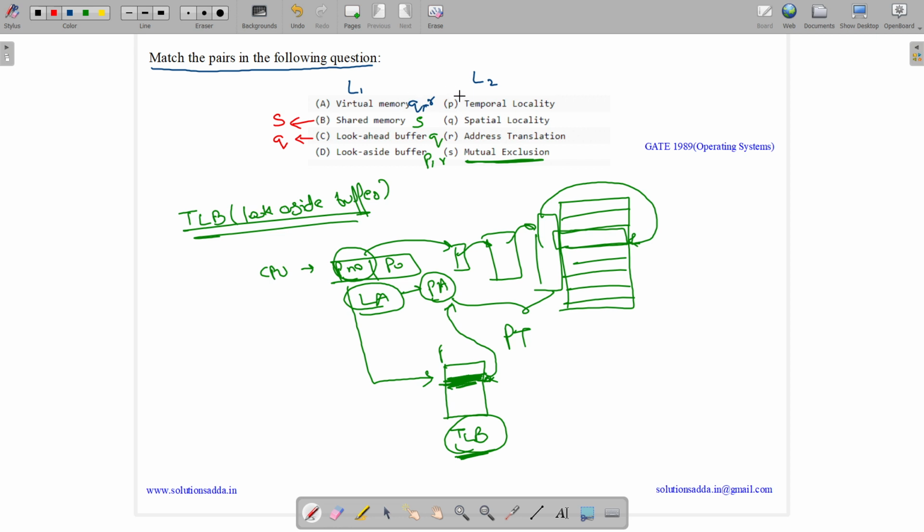Now A can be mapped to Q and R, but Q is already used, so A will be mapped to R. B can be mapped to P or R, but R is used, so it will be mapped to P. So the correct mapping is RSQP. Virtual memory is mapped to address translation. Shared memory is mapped to mutual exclusion. Look ahead buffer is mapped to spatial locality, and look aside buffer is mapped to temporal locality.